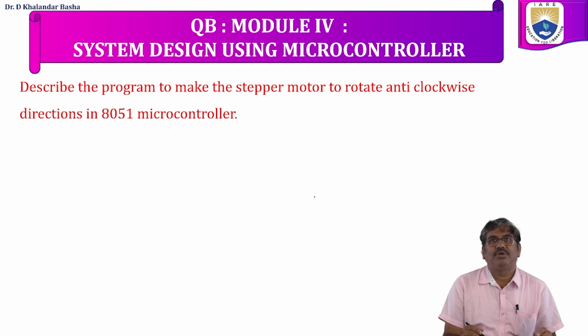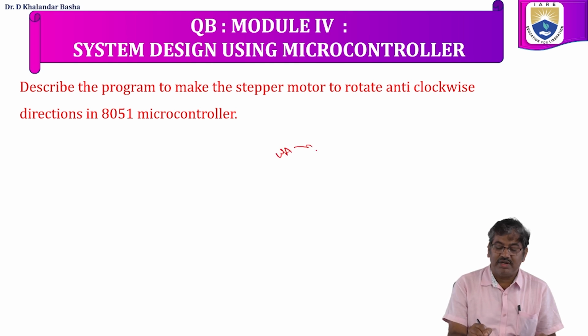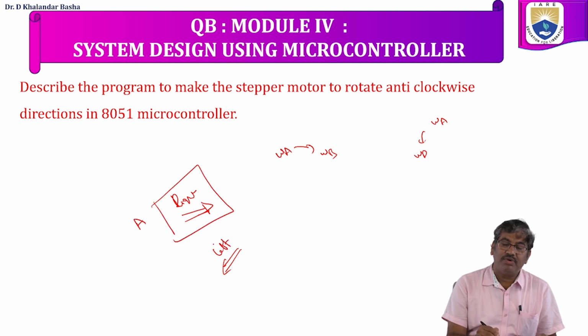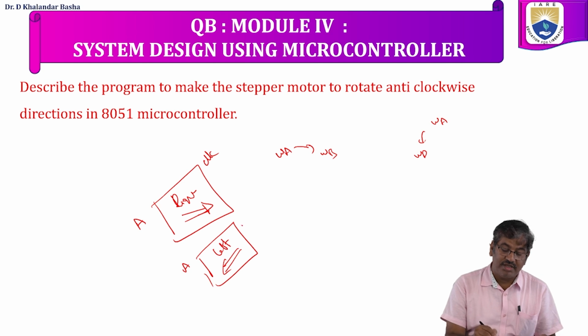Describe the program to make the stepper motor rotate anti-clockwise. The only difference between clockwise and anti-clockwise: in clockwise, winding A, after that winding B. So the pattern we are going to shift towards the right side. Instead of that, if you are exciting from winding A to winding D, for generating that we go for left shift. When you do the right shift operation of the accumulator contents, this will generate a clockwise rotation. The same accumulator contents, if you rotate towards the left side, will generate the anti-clockwise direction.